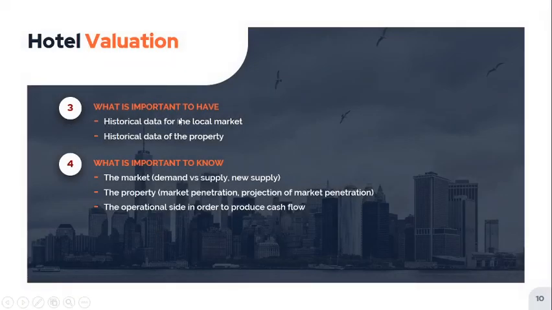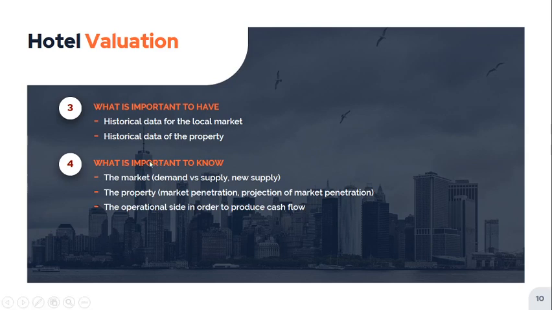Third, what is important to have is the historical data for the local market. So it will be great if you have information about the competitors as well. Second is the historical data of the property. We need to get information about the historical financial statements or any records about the building itself.